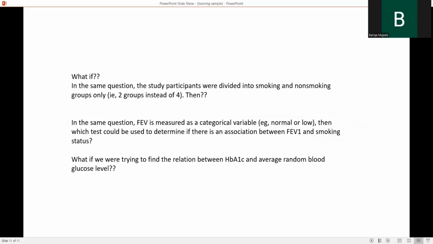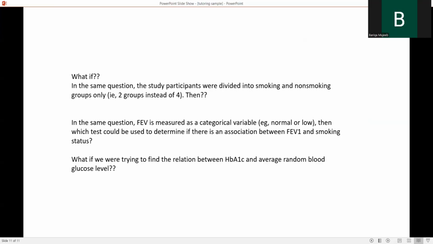What if in the same question the study participants were divided into smokers and non-smokers? So we will have only two groups. Then what will be the most appropriate test? It will be the t-test. In the same question, if FEV1 is measured as a categorical variable, now we are not measuring quantitatively, we are seeing it as a categorical variable, like normal or low, then which test would be the most appropriate one now? Now it would be chi-square.